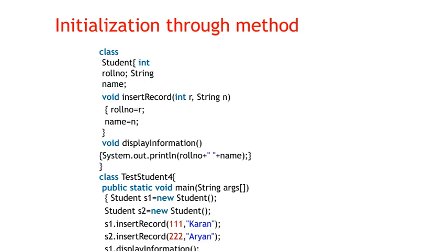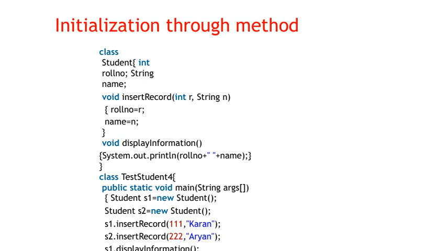Notice how we also have a displayInformation method, which simply prints out the student's roll number and name on the console. Moving on to the main class, TestStudent4, we see that we create two student objects, S1 and S2. Using the insertRecord method, we assign specific roll numbers and names to each student.